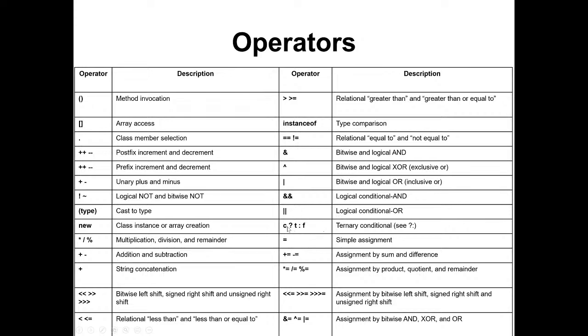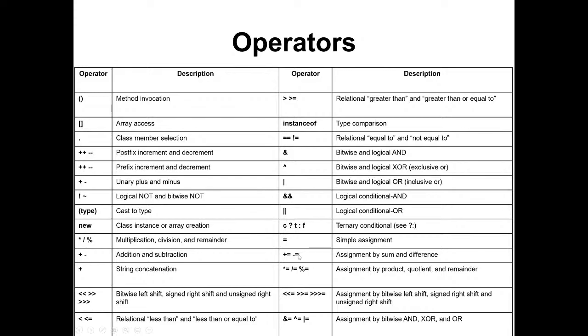Ternary conditional. So this works in the way that we have the condition. First of all you write the condition, for example a equals b. This is the condition. Then if it's true, it will execute what is located in the place of t. If it's false, then it will execute the stuff which is located in the place of f. Right, and then there's simple assignment with the equal sign.